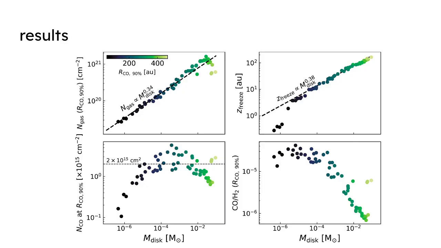unless I'm wrong, let me check real quick. I have a paper opened up because I think it should be Z at R90. Yes, it's Z at R90.